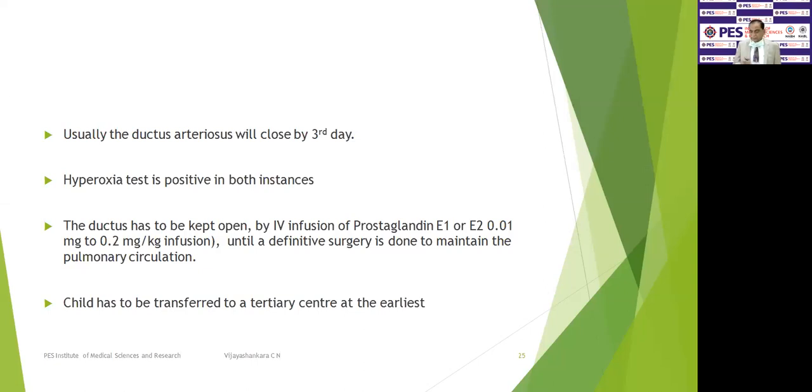The child has to be transferred to a tertiary center at the earliest. That is because not every hospital will have the facility, but we can diagnose pulmonary atresia or a severe form of Fallot's tetralogy in the newborn period by doing the hyperoxia test, ECG, a chest X-ray, and the echocardiogram, and then refer the child to a tertiary center where a definitive surgical intervention is possible.